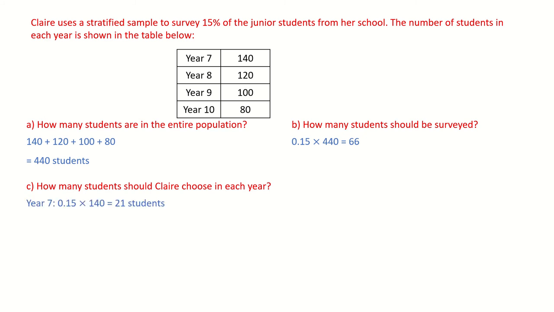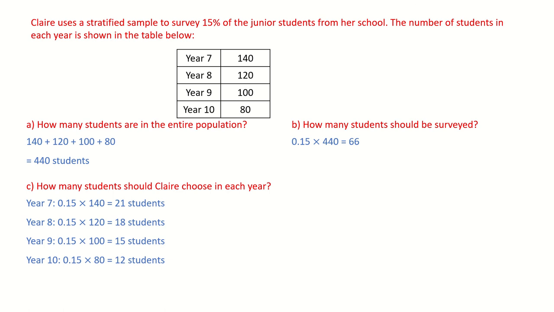So we find 15% of year 7 is just 0.15 times 140. So 21 students would be surveyed in year 7. And we're just doing the same thing for 8, 9, and 10, just multiplying by the number of those whole groups to find the sample. So you can see the most students are asked from year 7, the least from year 10. That does correspond to our original group sizes.